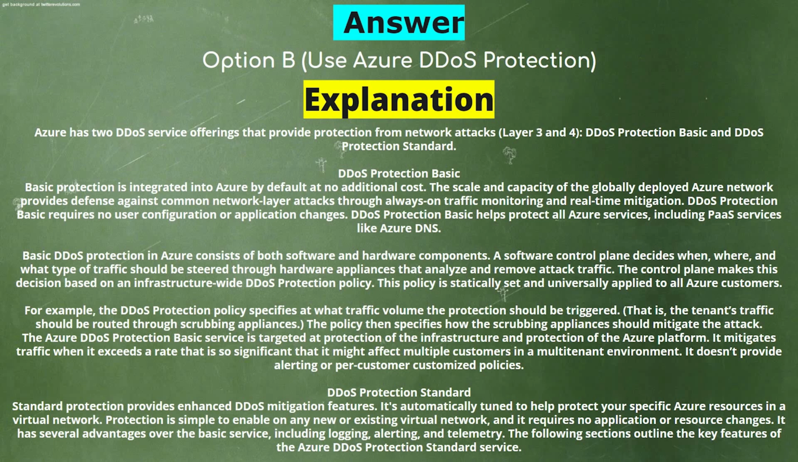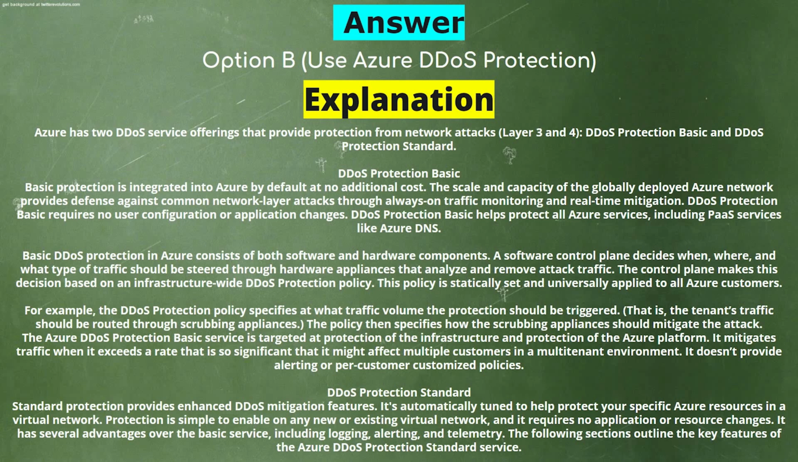For example, the DDoS protection policy specifies at what traffic volume the protection should be triggered. That is, the tenant's traffic should be routed through scrubbing appliances. The policy then specifies how the scrubbing appliances should mitigate the attack. The Azure DDoS Protection Basic service is targeted at protection of the infrastructure and protection of the Azure platform.